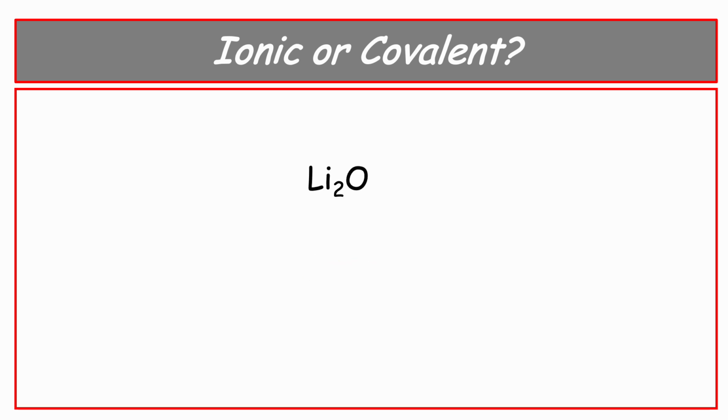Lithium oxide. Lithium is a metal. Oxygen is a non-metal. So a metal and a non-metal is ionic. If we look at water, hydrogen is a non-metal. Oxygen is a non-metal. Two non-metals gives rise to a covalent bond.